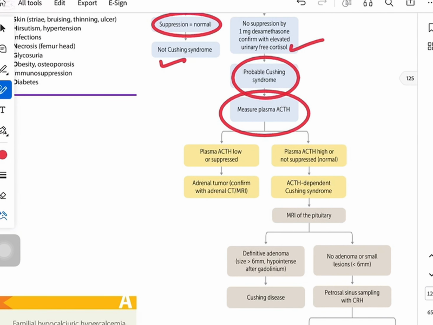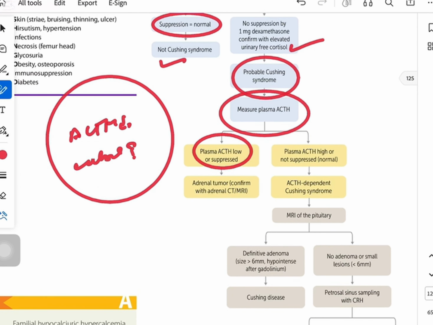Cushing syndrome. So if the plasma ACTH is low or suppressed, it means low level of ACTH and high level of cortisol. So this is known as ACTH independent Cushing syndrome. In ACTH independent Cushing syndrome there are two causes: exogenous, which is most common, or adrenal gland tumor. How will we identify an adrenal gland tumor? CT or MRI. Yes, adrenal tumor is confirmed by CT or MRI. Is that 100% clear? I hope so.